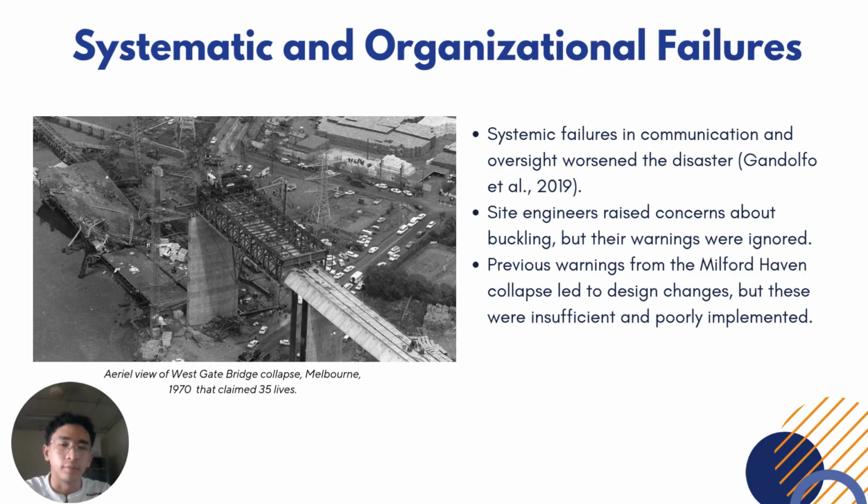And last but not least, systemic and organizational failures. There was a disconnect between the design and the construction, and this shows a lack of adequate supervision, where some engineers already raised concerns about buckling, but their warnings were ignored. And previous warnings from the Milford Haven collapse led to design changes, but only a few, and the design changes were insufficient and poorly implemented.